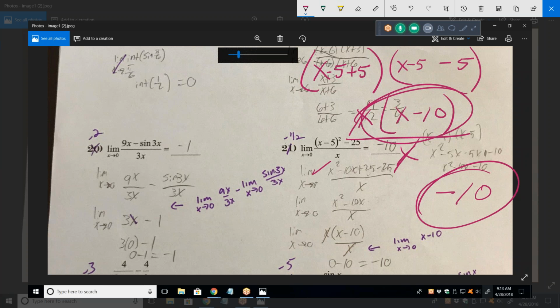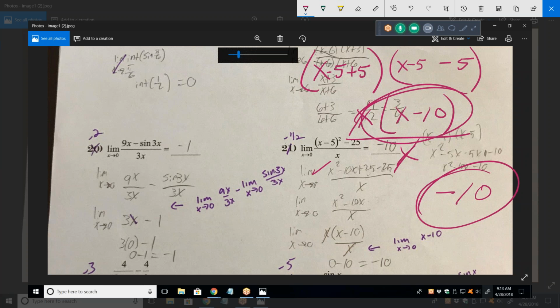I think maybe she wants the limits separated. So like the limit as x approaches 0 of x over x, times the limit as x approaches 0 of x minus 10. I think she wanted me to split them up into two separate limits and then substitute, then solve. That's what it looks like she wrote down.